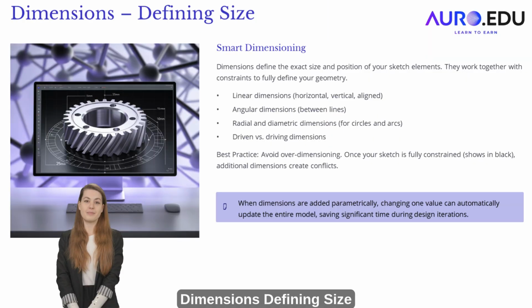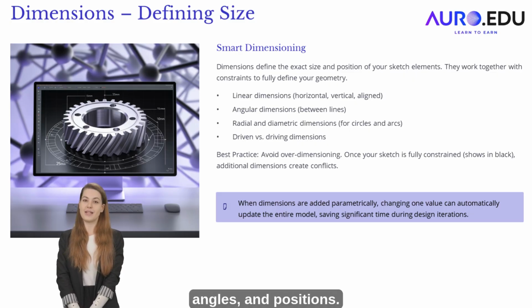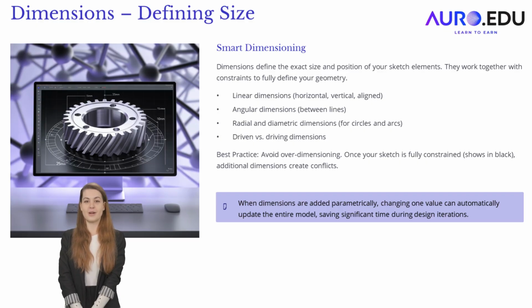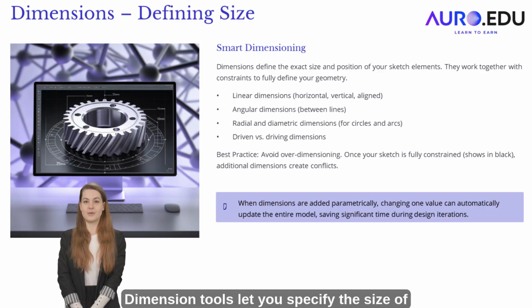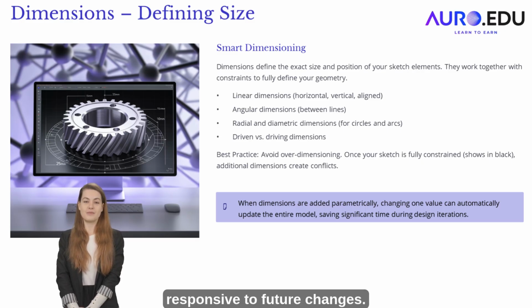5. Dimensions. Defining size. Dimensions are added to define lengths, angles, and positions. In Fusion 360 and SolidWorks, dimension tools let you specify the size of lines or the distance between features. Smart dimensioning also makes your design responsive to future changes. Avoid over-defining sketches. Once it's fully constrained, stop adding extra dimensions.